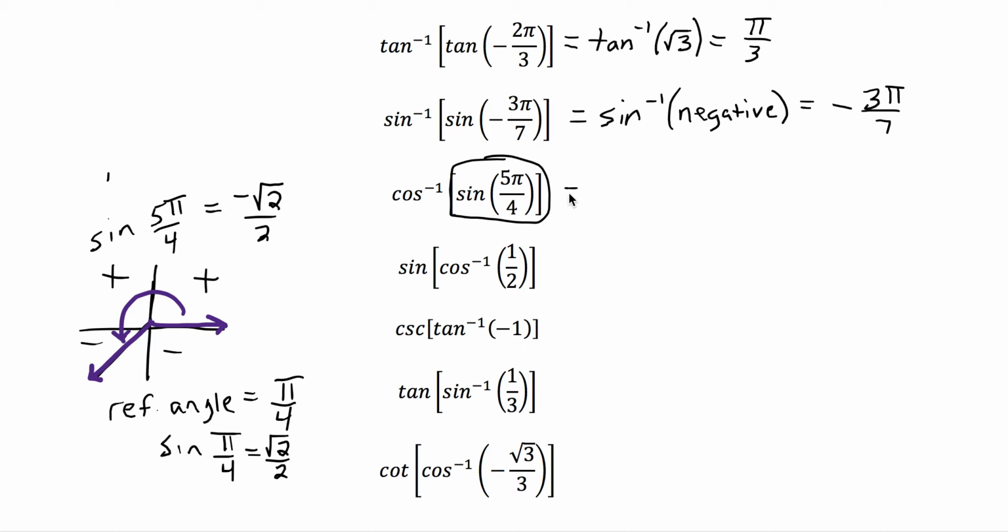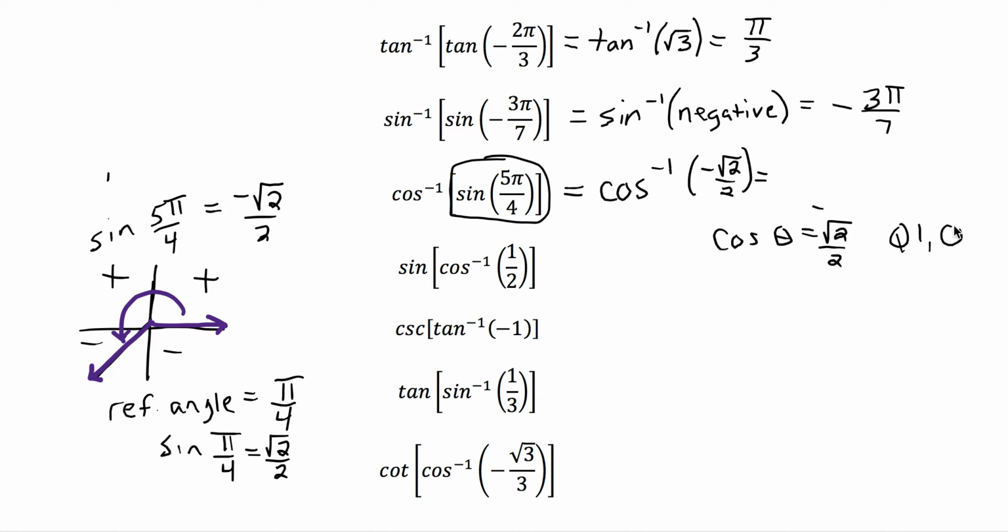And I can come back up here to my problem and plug it in. So now I'm going to do a cosine inverse of negative square root of 2 over 2. So remember that this is now asking me for an angle where cosine is equal to negative square root of 2 over 2. Remember that cosine inverse limits us to quadrants 1 or 2. 1 for the positive, 2 for the negative. So I know that I'm going to need to be in quadrant 2 with my answer.